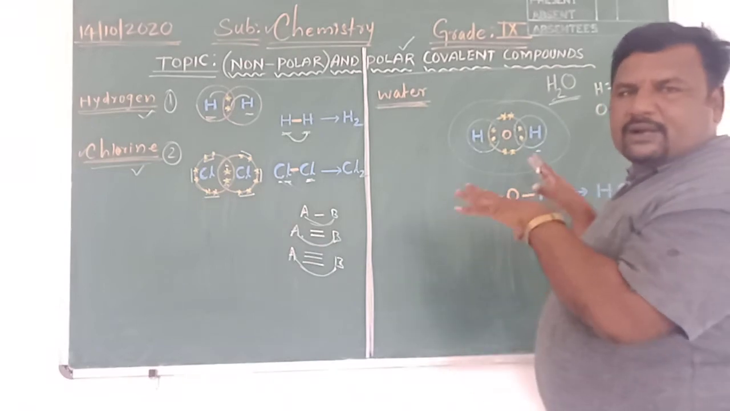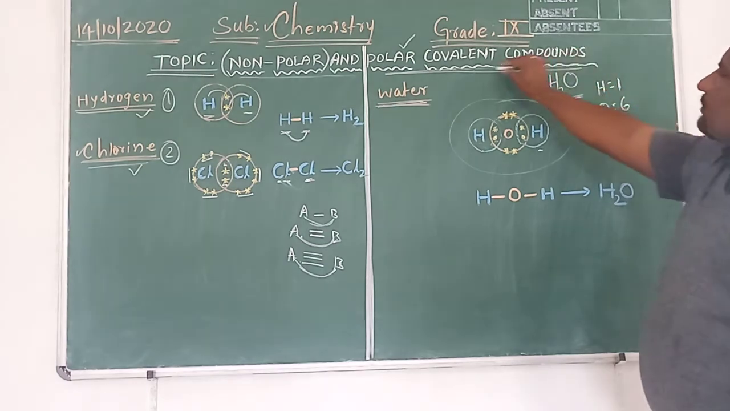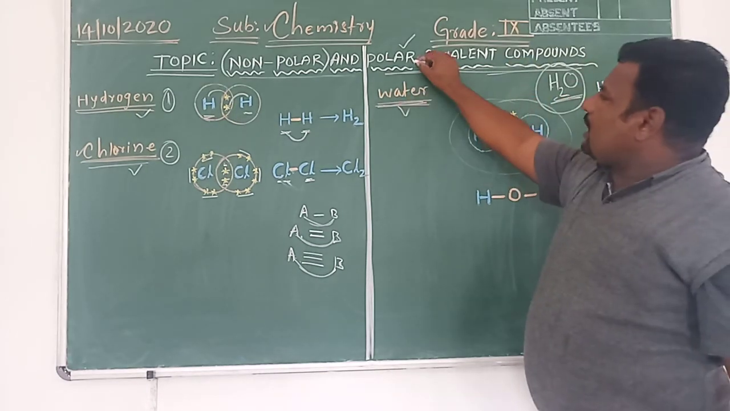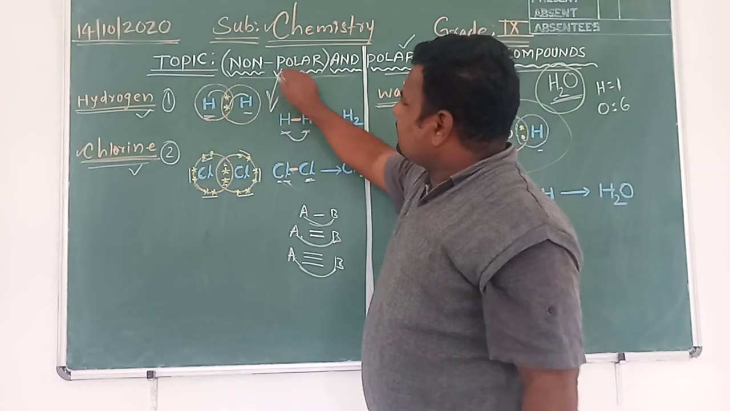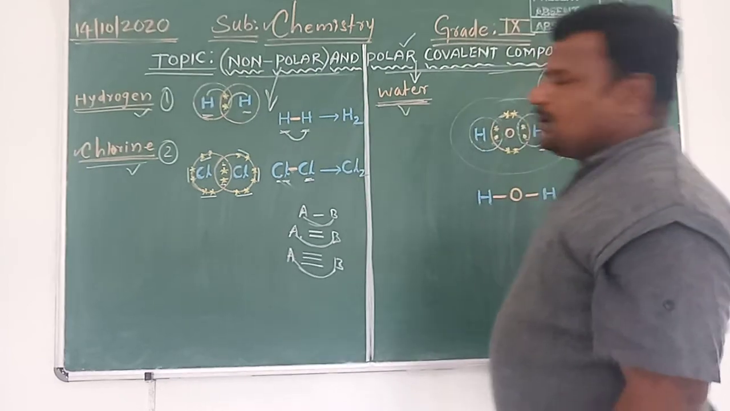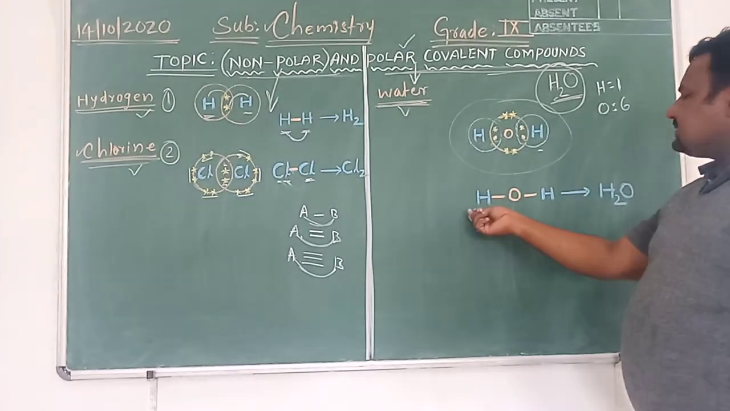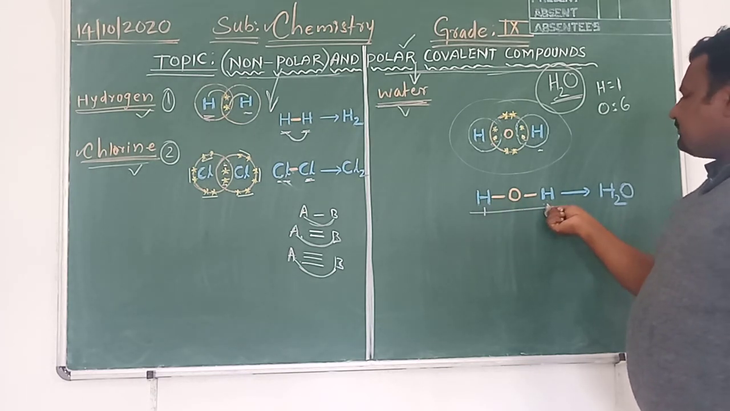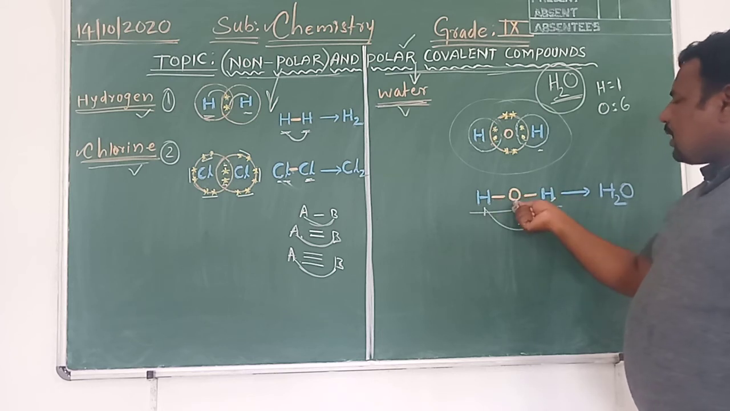And this type of compounds or bonds we call polar covalent compounds. So we have taken the water molecule as a polar covalent compound. And these hydrogen and chlorine molecules we have taken as non-polar molecules or non-polar compounds. In this way, here also, there is a single covalent bond formula. Between these two atoms of hydrogen, the oxygen is there.